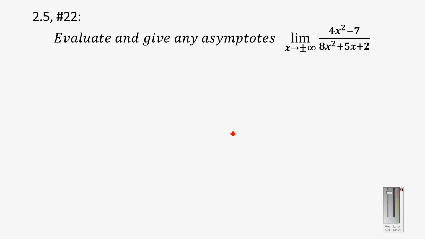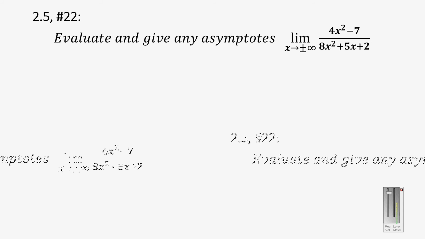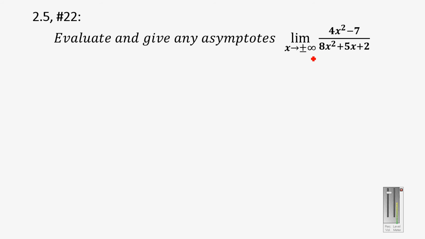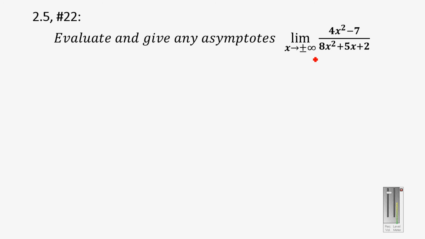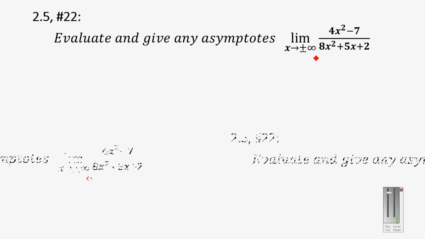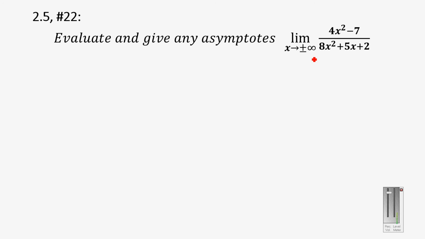Going on to the next one, this would be 2.5, number 22. Take a look in my book here. Alright, so this isn't quite as trivial of a case. We've got a bigger number here, and what they want us to do is a little more work too. They want us to evaluate the limit and give any asymptotes.